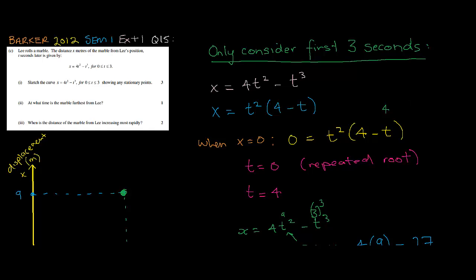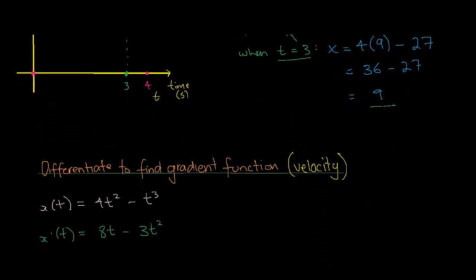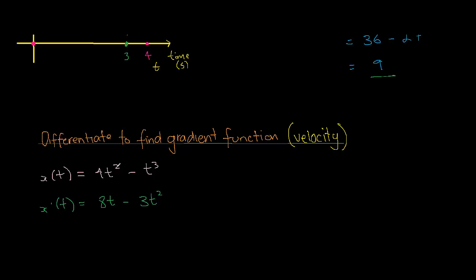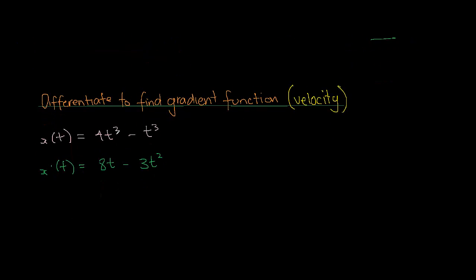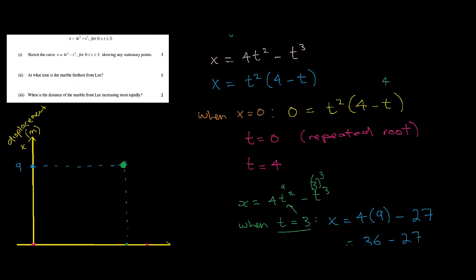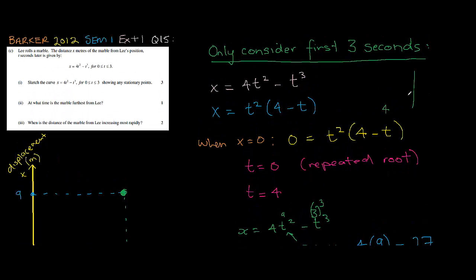Now remember it says show any stationary points. Stationary points are points where the gradient is flat. So we're going to differentiate this displacement function to find the gradient function, or the first derivative. If you haven't seen this before, when we differentiate displacement with respect to time, we end up with velocity. You mightn't realize at first, but say you've got some graph here. This is displacement and this is time, and there might be meters here and seconds here. So you've got some graph.